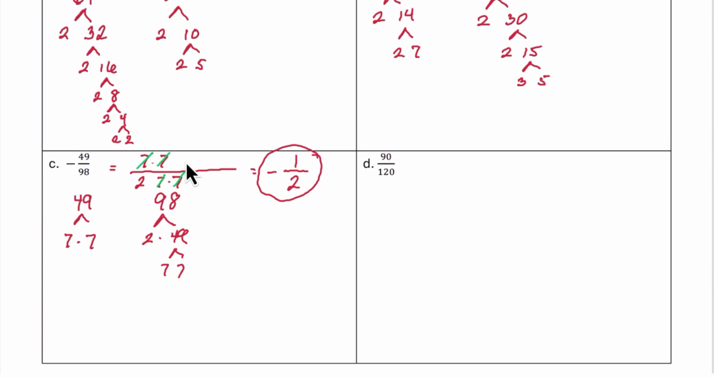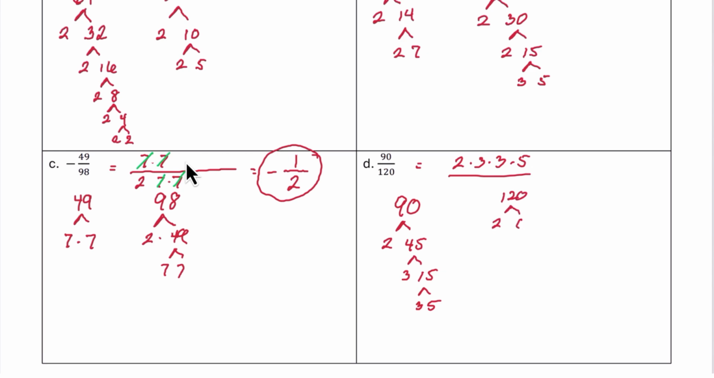Finally, in part D, we'll break up 90 into its prime factors. We have 2 times 45. 45 we can write as 3 times 15, which is 3 times 5. So we have 2 times 3 times 3 times 5 over 120.